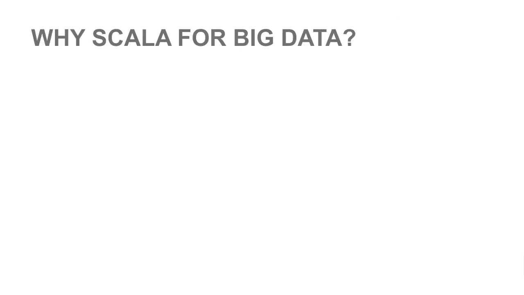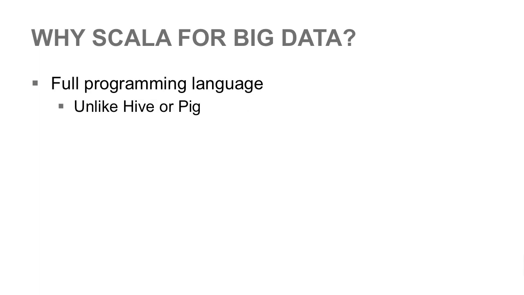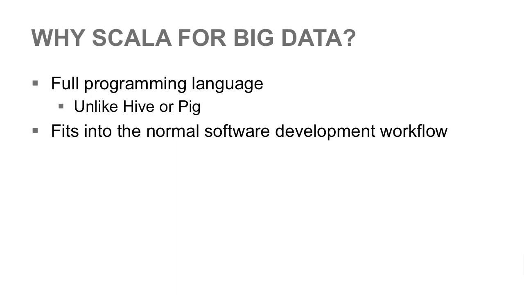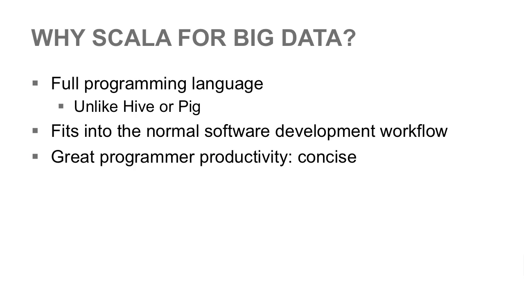Now, why would we use Scala for big data? Well, first of all, in comparison with Pig and Hive, Scala is a full programming language, and that means that it will fit into our normal software development workflow. We can do our development starting with test-driven development, we have continuous integration, and we have all other benefits of full-blown programming languages. On the other hand, we also have great productivity. The programs that we write in Scala tend to be significantly shorter than in other languages. And finally, this is a language that is compiled, it runs on JVM, and it has very good performance. Performance of Scala programs is similar to that of Java programs.